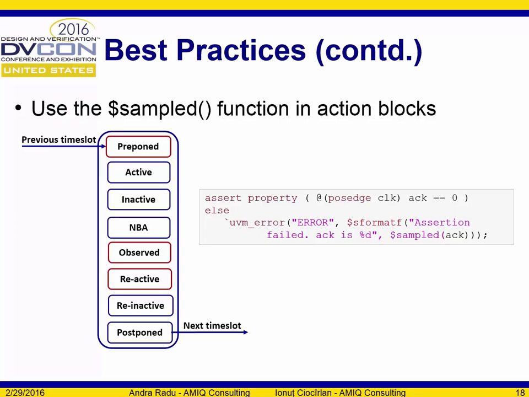So let's say the assertion fails, we would have a printout here with the value of acknowledge. But if you would not use the sampled function, the value of acknowledge could change from the preponed region to the observed region. So it could change in the active region or the non-blocking assignment region, and we could have a false debug message. What the sampled construct helps you with is that it will always take the values from the preponed region, so the sampled values are also used in the assertion evaluation.